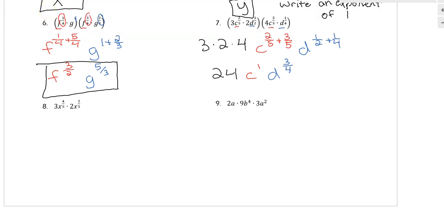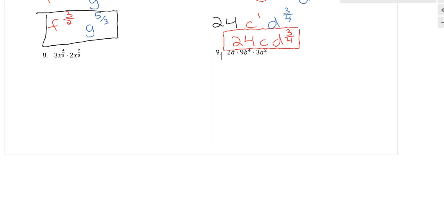Now I'm going to rewrite this again because I don't like that there's a 1 variable there. Right? I'm just going to write 24c g to the 3/4. Okay, we don't write that variable or that exponent of 1. Oh, I can talk. All right, looking at 8.